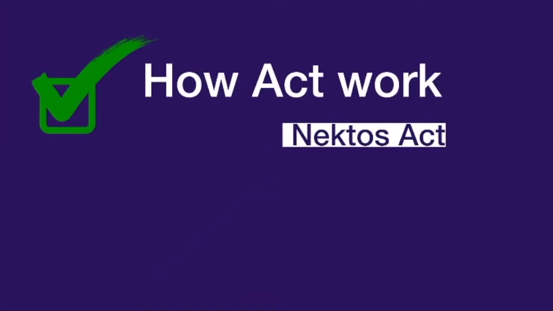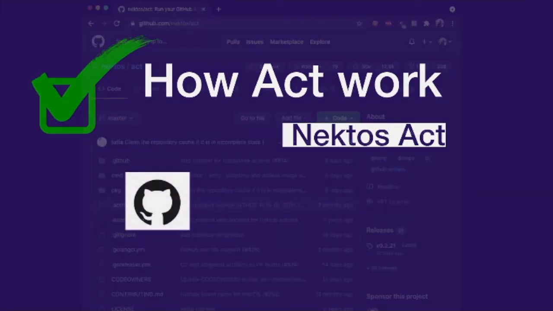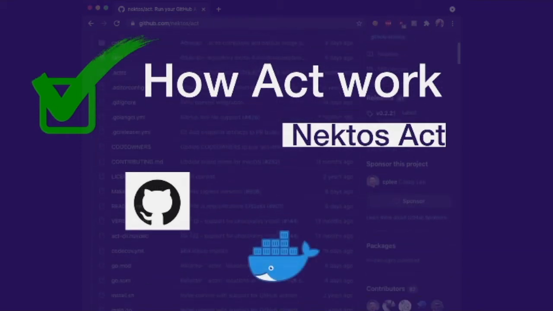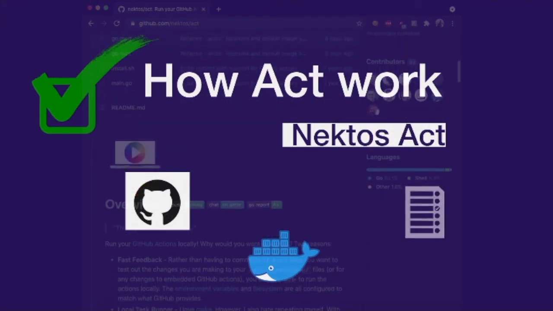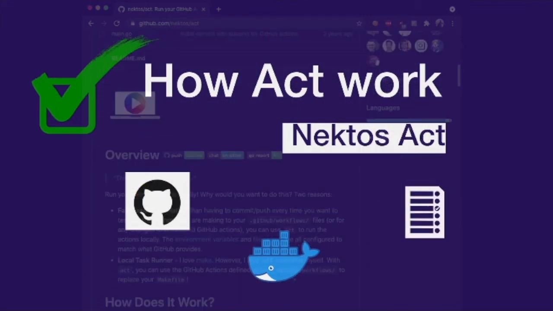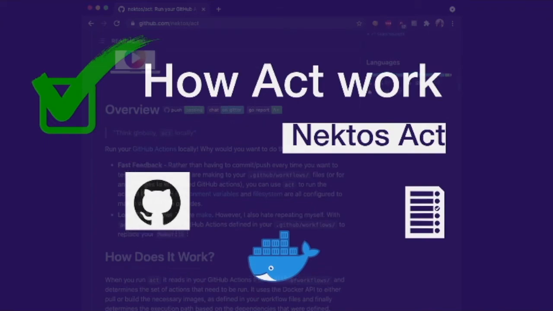Nektos Act emulates the same process that GitHub does, but locally. It will first read the GitHub workflow from the repo to know which actions to run. Then it will use the Docker API to pull or build the necessary images. It will then set GitHub environment variables and run containers for each action.